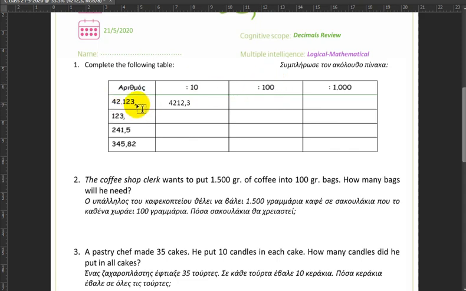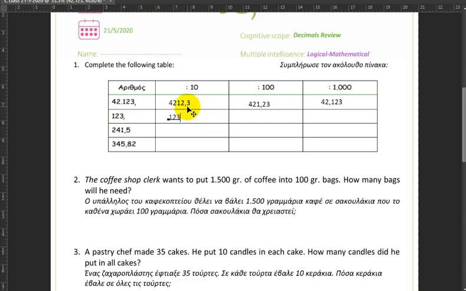Then we divide by 100, so it needs to move two places to the left, one to skip the 3 and one to skip the 2. So it comes between the 1 and the 2. We have the 4, the 2, the 1, the 2, the 3, and the decimal point is between the 1 and the 2. Then it needs to move three places to the left, so one to skip the 3, one to skip the 2, and one to skip the 1. So we get 42.123. There we go.